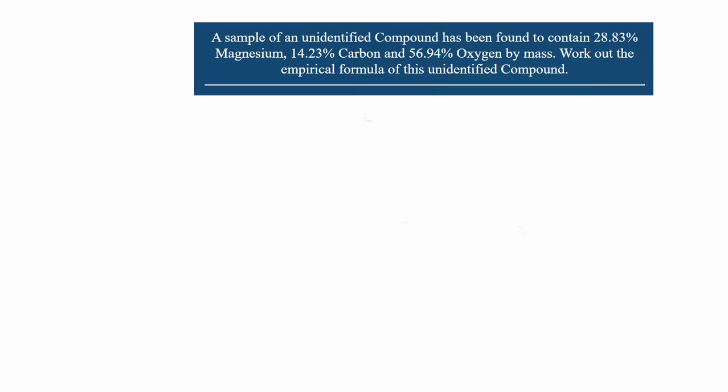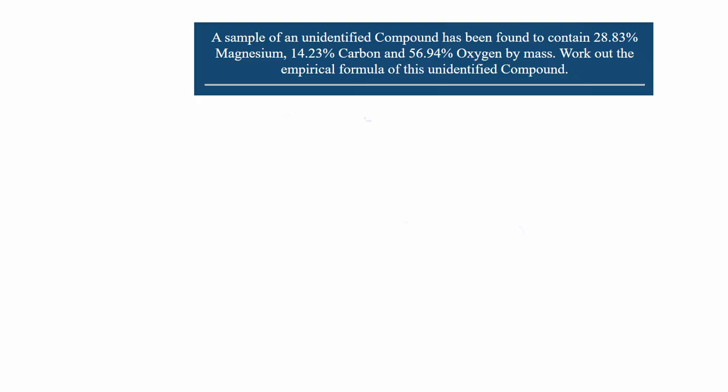So how am I going to approach this? In order to compare the elements with each other in terms of the quantity of each in the compound, and get down to the empirical formula, I'm going to convert the masses to moles, so that I can compare them in the molar ratio. How am I going to do that?